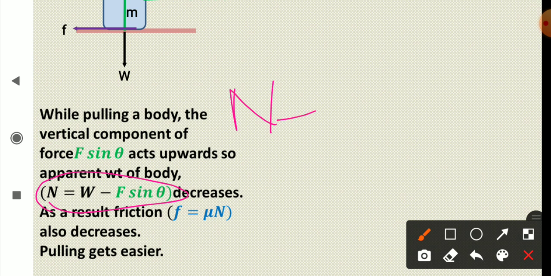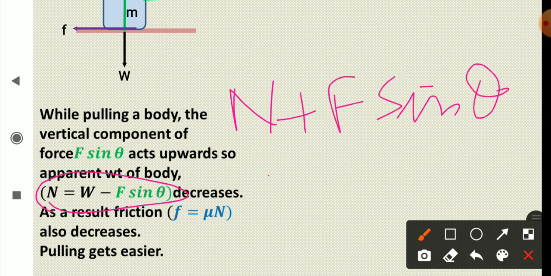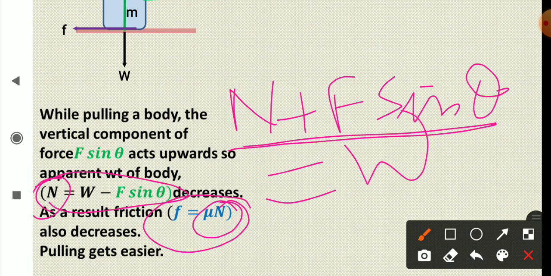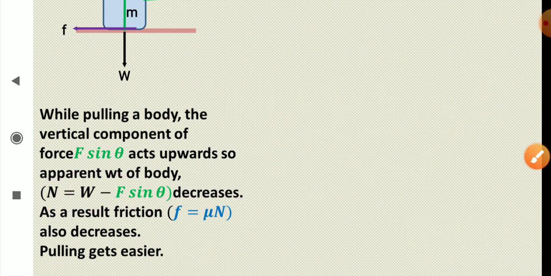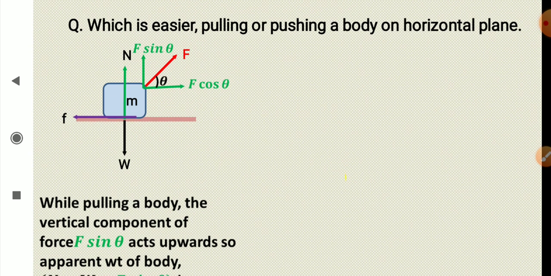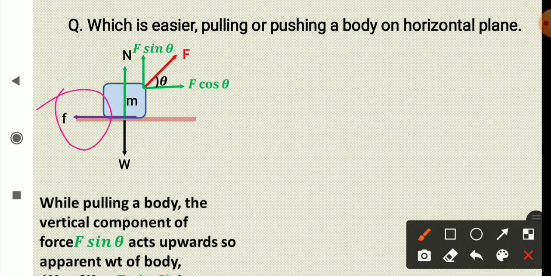You can see that N plus F sin theta, the upward force, is equal to weight W. So change the side, and you know that the frictional force is mu N. So if the apparent weight N decreases, the frictional force also decreases. So pulling is easier. Just look at it, because you know that this friction is equal to mu N.